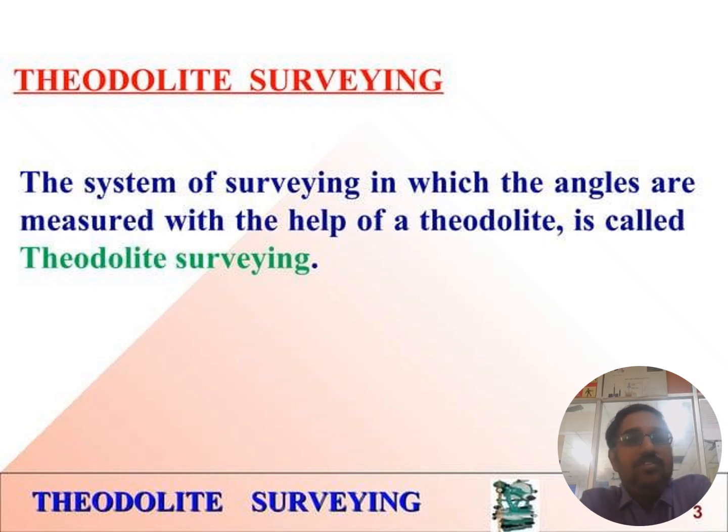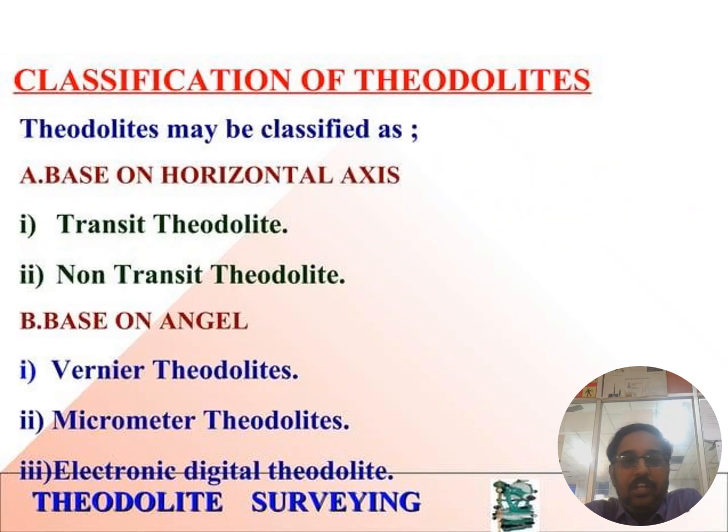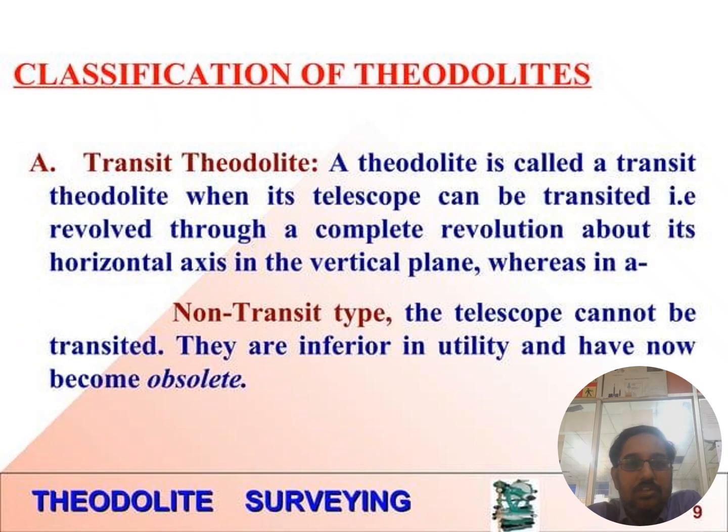Then comes theodolite surveying. The system of surveying in which the angles are measured with the help of a theodolite is called theodolite surveying. Next, we will see the classification of theodolites. The first is based on the horizontal axis: one is transit and the other is non-transit theodolite. And based on angle reading, it is vernier, micrometer, and electronic digital theodolite.